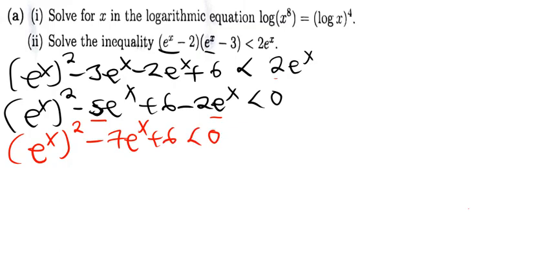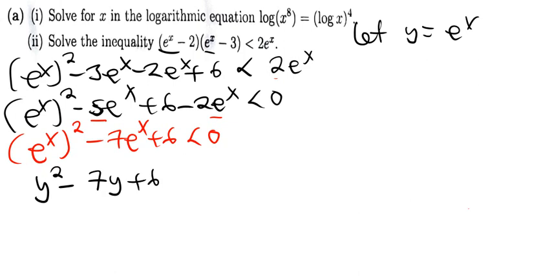The best thing to do is, there's nothing that we can do here, so you say let y be equal to e^x, meaning you replace where there's e^x with y. So here I'll replace with y, but it is squared, so y squared minus 7 where there is e^x, let's replace it with y, plus 6 less than 0. The product is positive 6, the sum is negative 7, the factors will be negative 6 and negative 1.